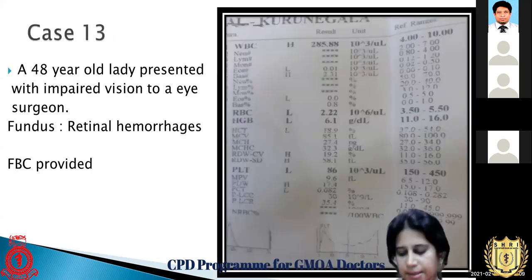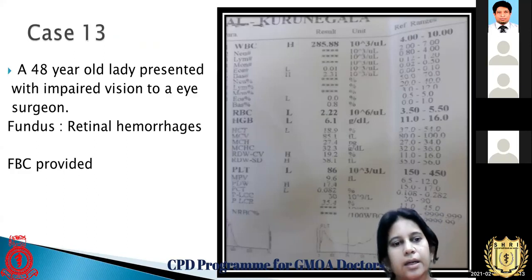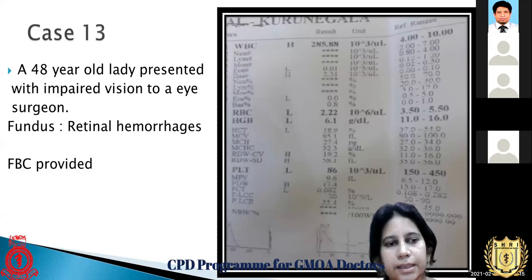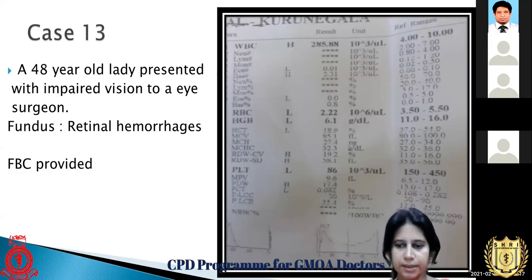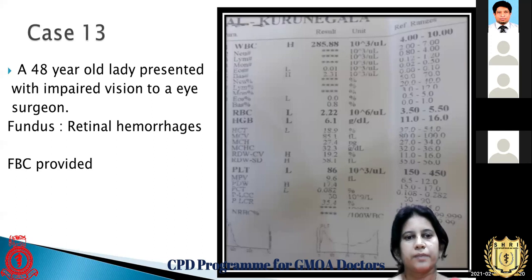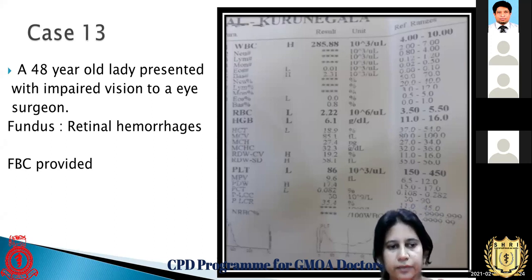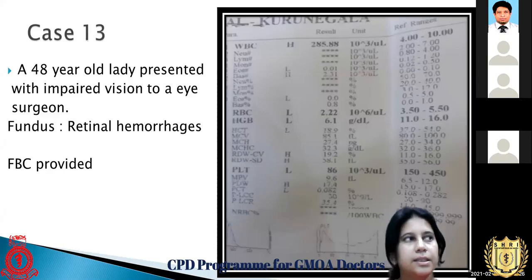So these two cases I just want to show you to differentiate two conditions. This is case number 13, a 48-year-old lady who presented with impaired vision to the eye surgeon. When examined, retinal hemorrhages were found, and a full blood count was done. Obviously, you can see a major abnormality here.